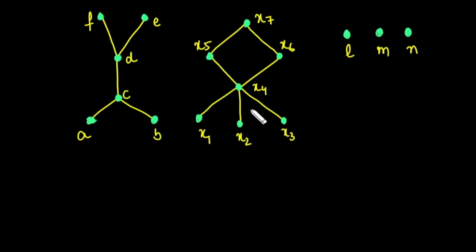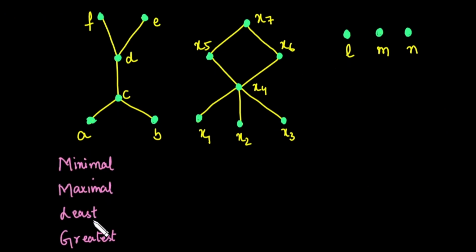Let's practice more on these three diagrams. This is the Hasse diagram given to you. We need to find these four elements as per these three diagrams. In the first case, the minimal elements are A and B, and the maximal elements are F and E. The least element in this case doesn't exist. Even the greatest element doesn't exist because they are not unique.